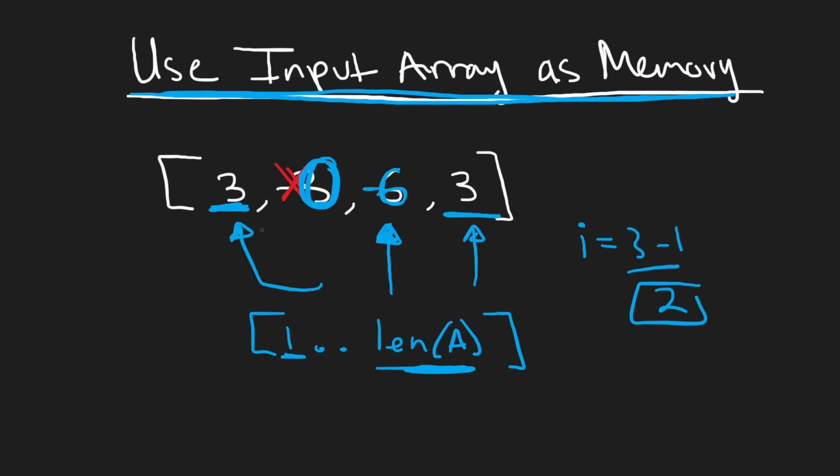Just because it appears twice doesn't mean we want this to be positive. We still want to know in constant time that a 3 exists in the input array. So we leave it negative.